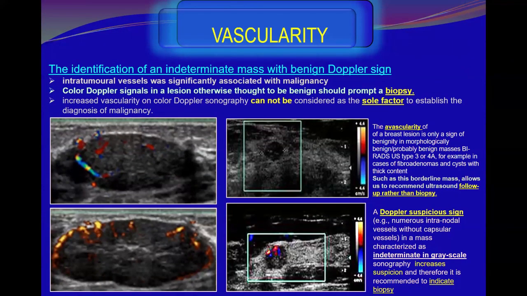Okay, so for the identification of an indeterminate mass with benign Doppler, how can we use Doppler to help us in characterizing and categorizing breast lesions? Some literature says that intratumoral vessels were significantly associated with malignancy. Others said that a color Doppler signal in a lesion otherwise thought to be benign should prompt biopsy. But other literature says that increased vascularity on color Doppler sonography cannot be considered as the sole factor to establish the diagnosis of malignancy. So there are contradictions, but how can we use it to help ourselves?